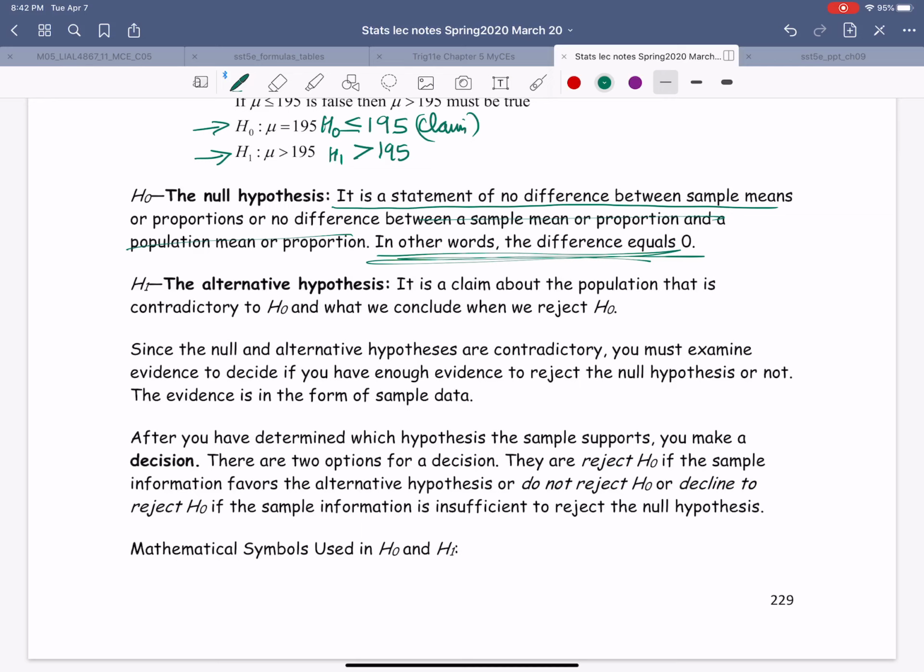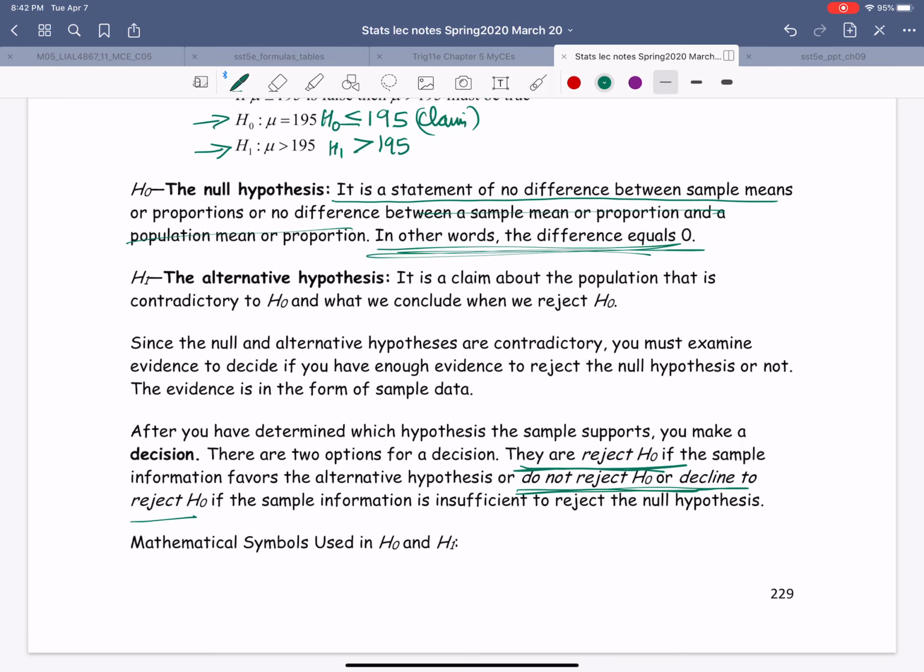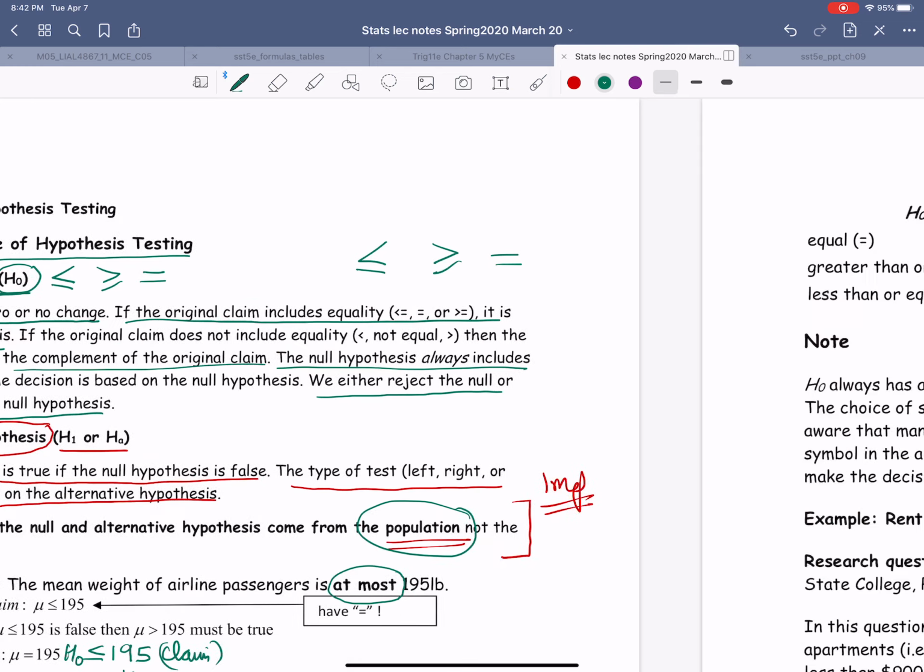After you have determined which hypothesis the sample supports, you make a decision. There are two options for a decision. We either reject the null or we fail to reject the null. Reject the null or fail to reject the null. Okay. Next page.